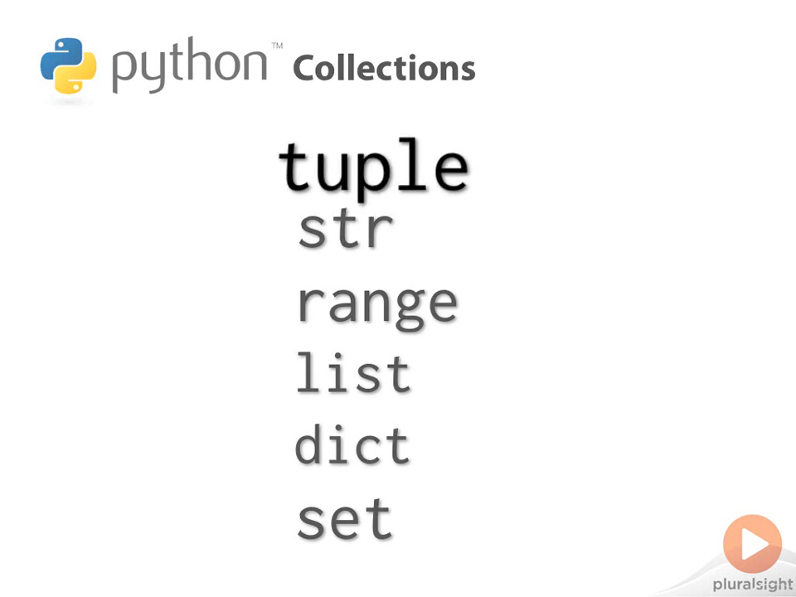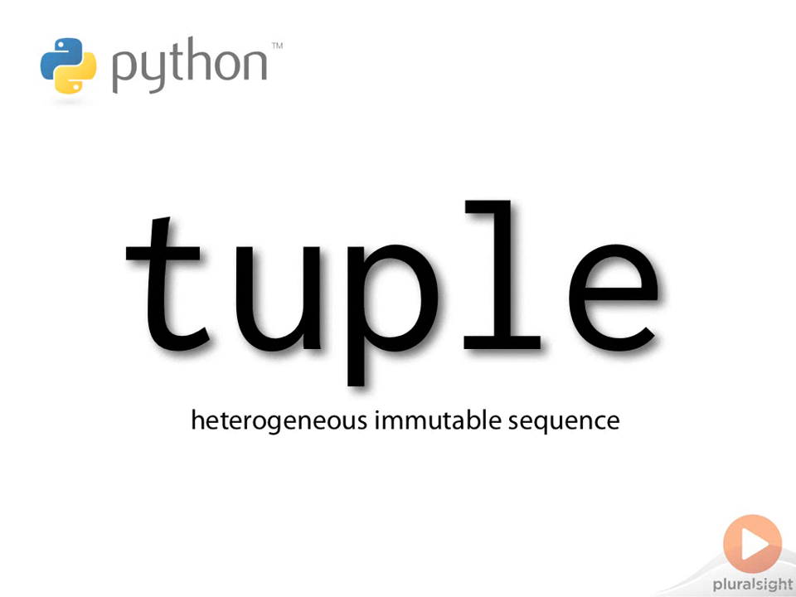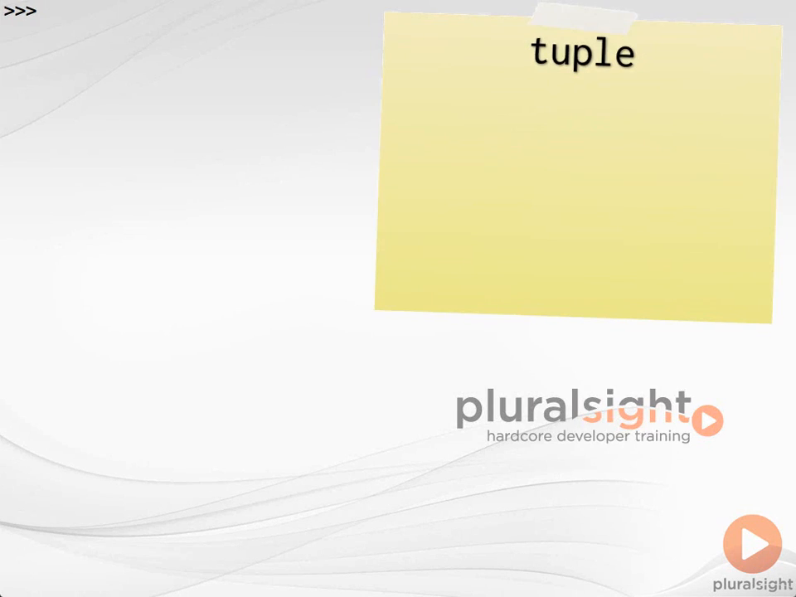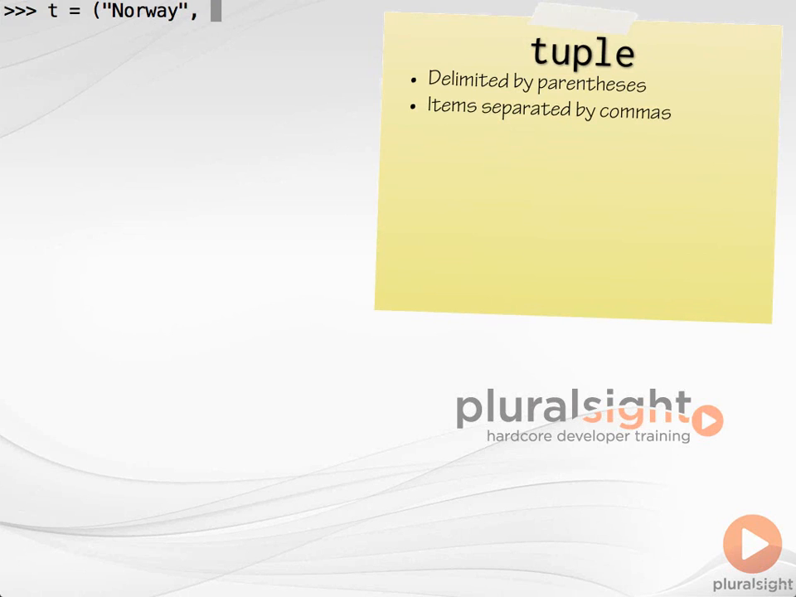Tuples in Python are immutable sequences of arbitrary objects. Once created, the objects within them cannot be replaced or removed, and new elements cannot be added. Tuples have a similar literal syntax to lists, except that they are delimited by parentheses rather than square brackets.